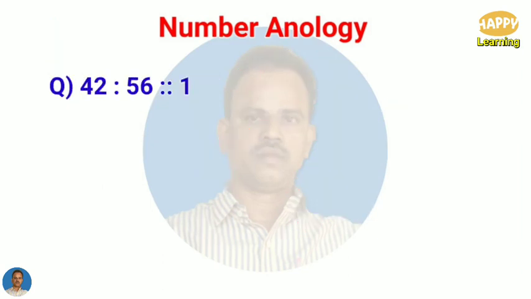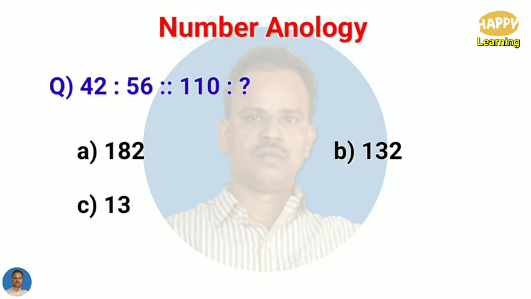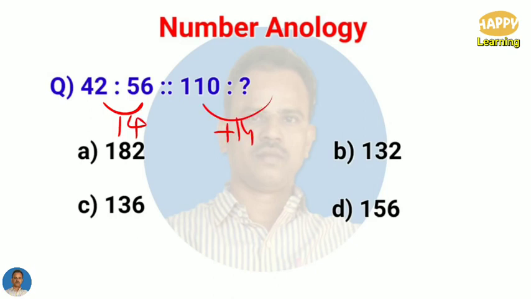Next question. 42:56 is same as 110 dash, and the options are 182, 132, 136 and 156. See, 42 plus 14 is equal to 56. So here the difference is 14, with a difference of plus 14, 124, but nowhere it is. So this is not a right logic.